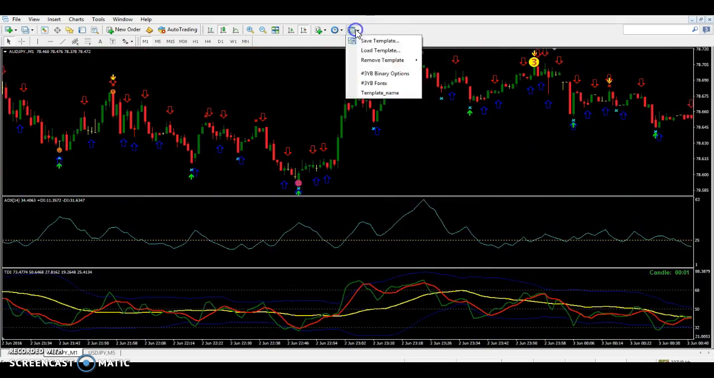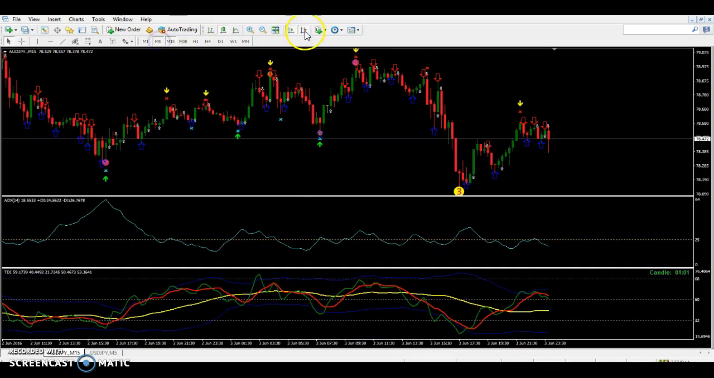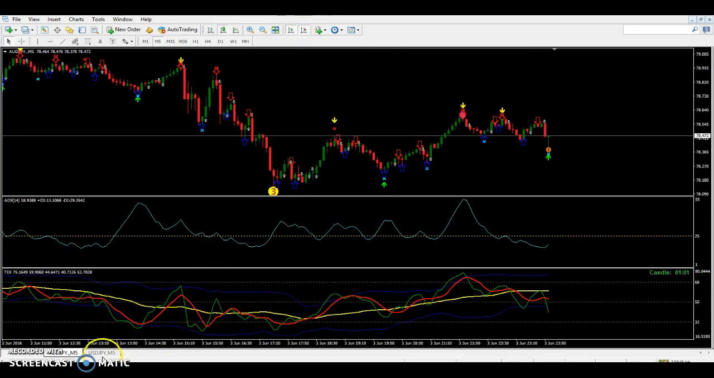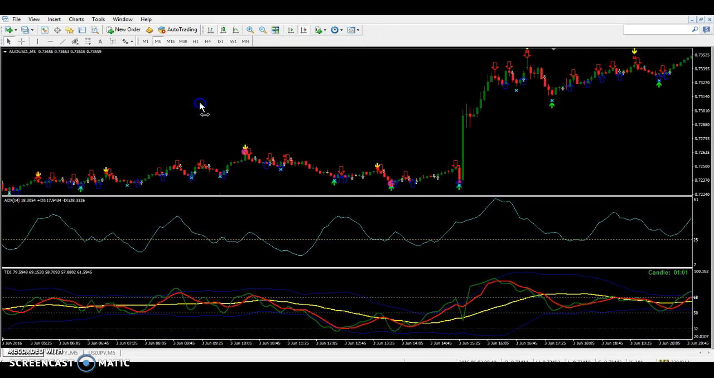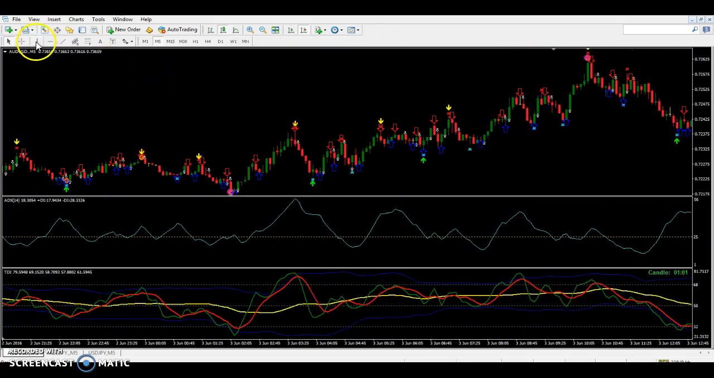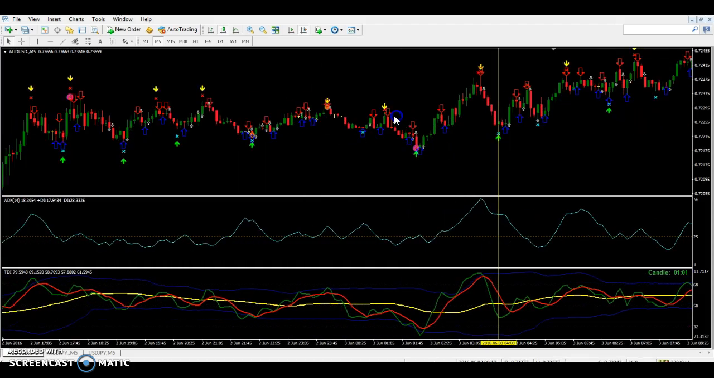Okay. So I'm going to show you some buy examples. I'm going to go to my 5-minute chart. I need to show you a different currency, but let's use AUD USD. For some buy examples, let's see, we'll use this right here. We'll mark that. We'll mark this one for a buy, and we'll mark this one for a buy.